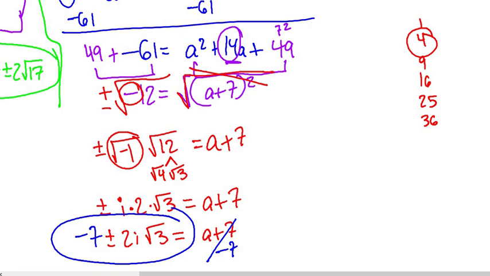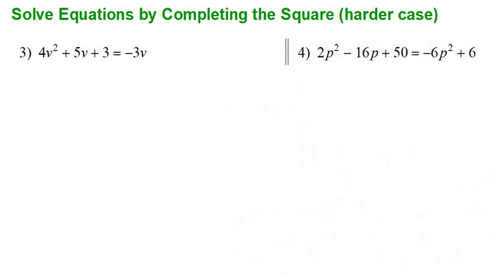In the next video, I'm going to show you a slightly harder version. There's really only one extra step. I said that this is a harder case because in these problems right here, the a value, that means the number in front of the squared term, is not going to be equal to 1. Okay, so try these right now. See if you can make it equal 1. In the next video, I'll show you the solution.